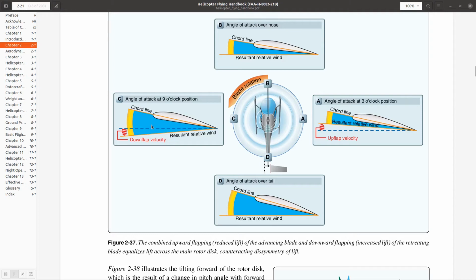Here, we're going to flap down because we're producing less lift, and that increases this angle of attack. If you want to think of it this way, the wind is kind of hitting it from the bottom now. And then, of course, we have the in-between states.